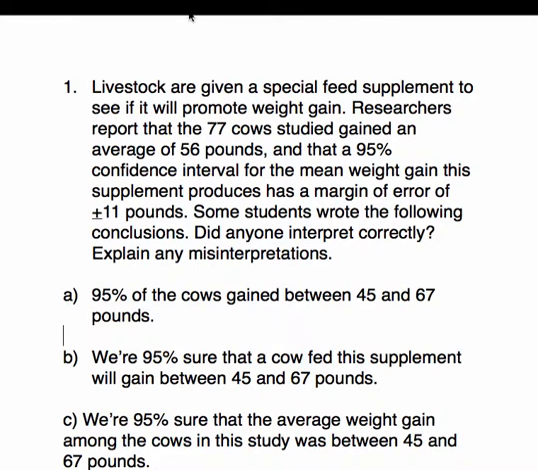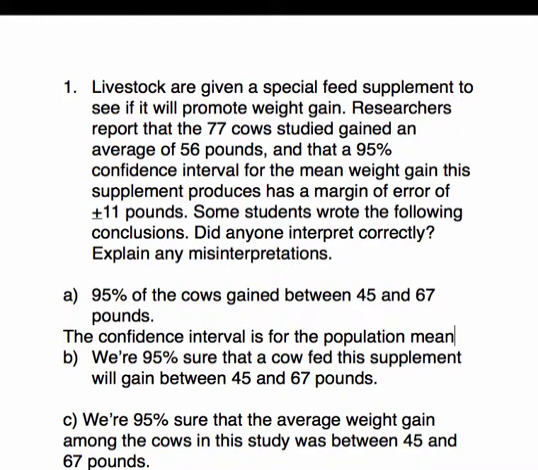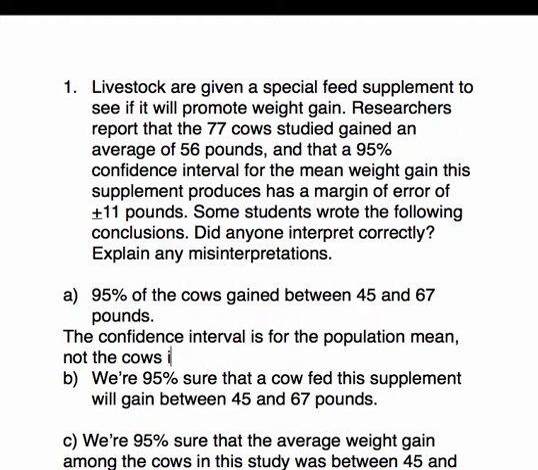So you would want to write that the misinterpreted part was that the confidence interval is for the population mean. The way this reads, it says 95% of the cows that were studied. The 95% is just a confidence interval, but this is for the population mean, not the cows in the study. So that would be what I would write down as an explanation for that question. So we shall continue.